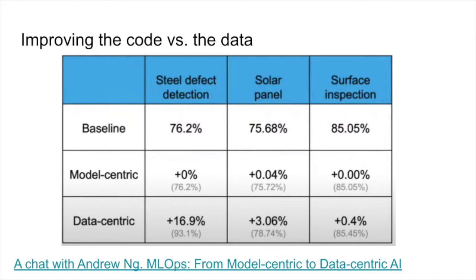We've seen this pattern repeated over other visual inspection problems, including solar panels and surface inspection. In the case of steel defects, the data-centric approach was able to boost accuracy by almost 17%, whereas editing the model improved accuracy by 0%. Upon digging deeper into the data set, we realized that some classes of defects were underrepresented and some were mislabeled. Fixing those errors led to the improvement in accuracy.